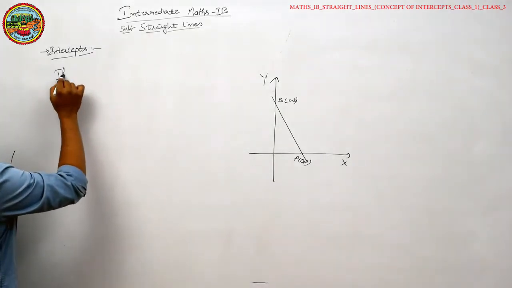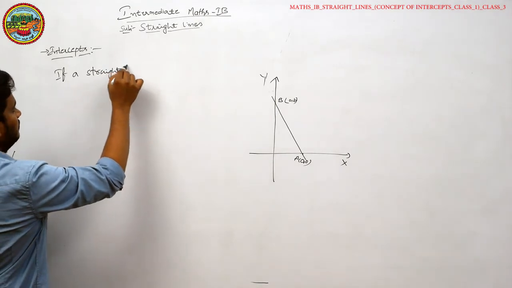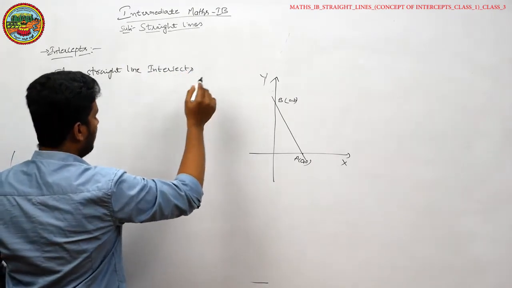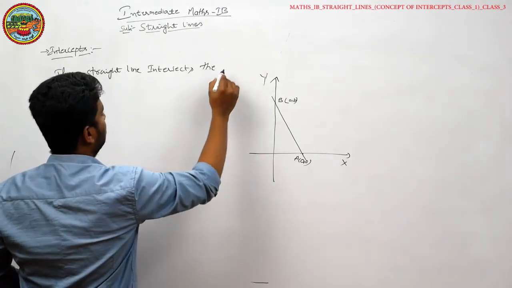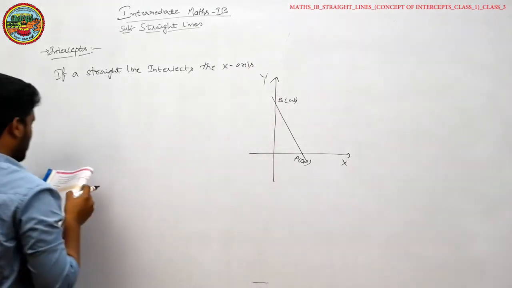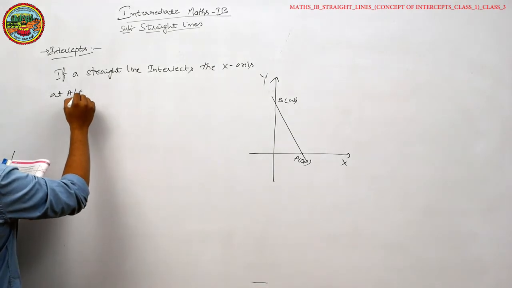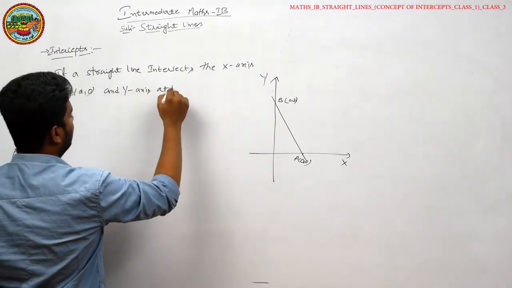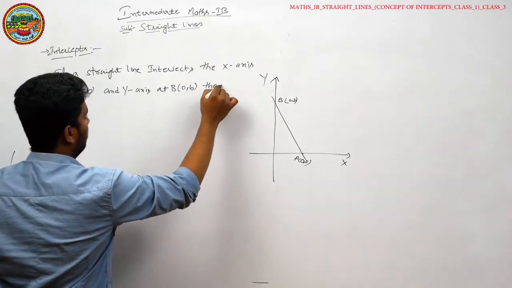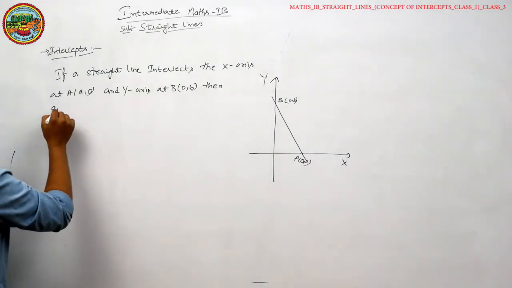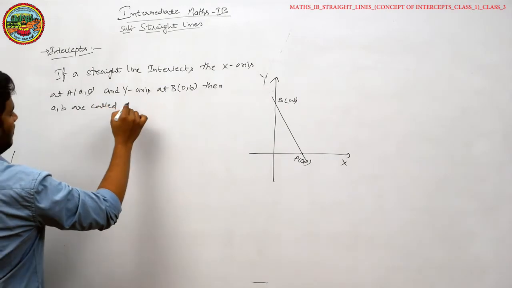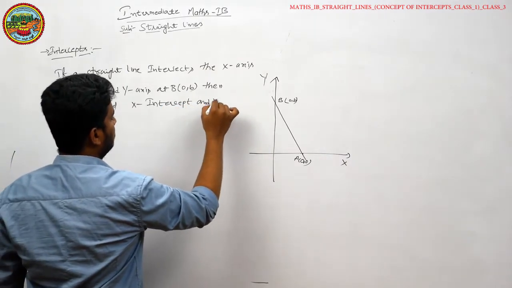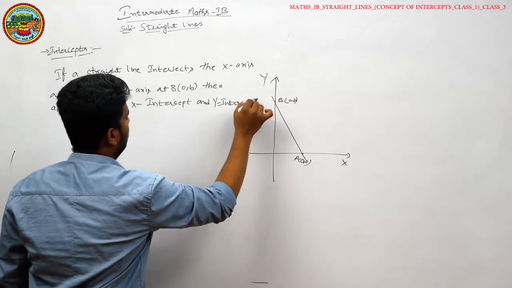If a straight line intersects the x-axis at A comma 0 and the y-axis at 0 comma B, then A and B are called the x-intercept and y-intercept respectively.